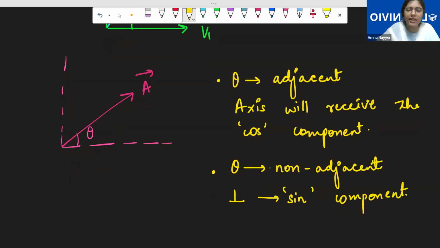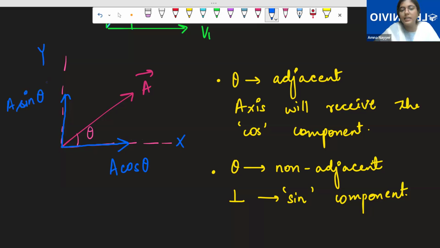That's it. Resolution of vectors is the easiest but important. So see, let's say I have to resolve this vector. So two rectangular components will be there. One will be this, other will be this. So how do I decide which one will receive cos, which one will receive sine? So look, theta is adjacent. Let's say this is the x-axis, this is y. So theta is adjacent to this x-axis. So the x-axis will become A cos theta, while this y will become A sine theta.